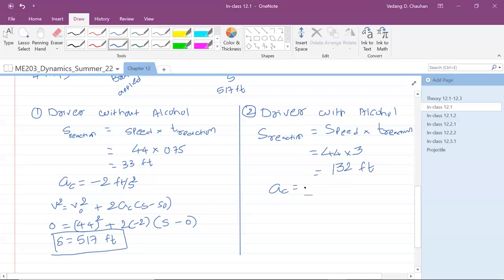So once brakes are applied, the car doesn't care whether the driver has alcohol or not. The car will mechanically stop with the same rate of 2 feet per second square. So we apply this equation, s minus s0, final velocity is 0, initial is still 44, this is 2 minus 2 times s minus s0.